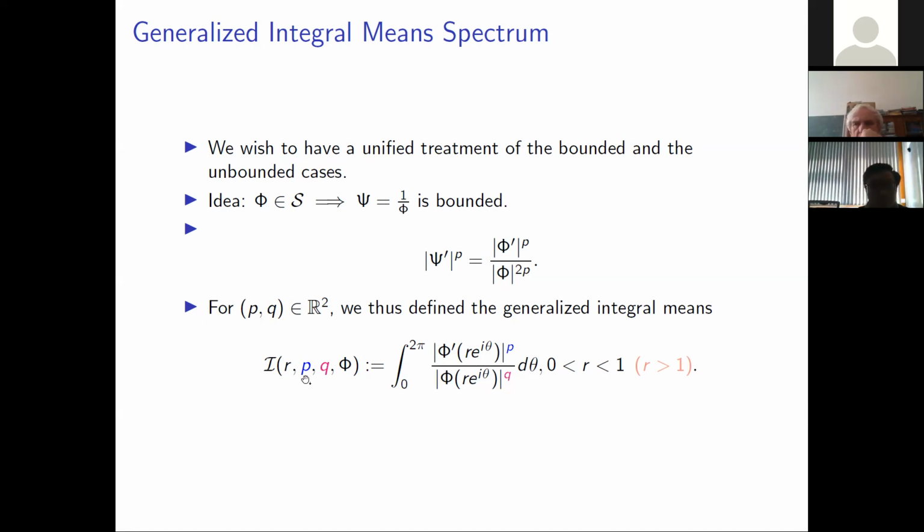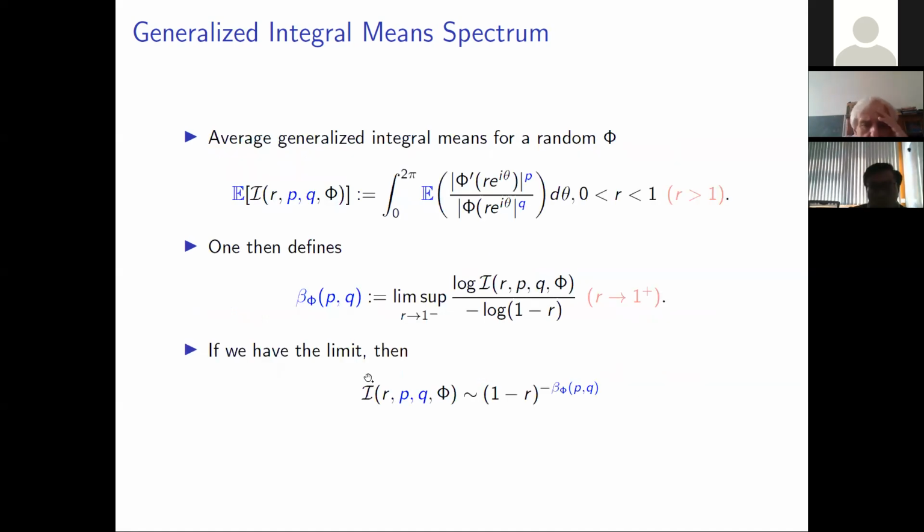We can define the integral means over all the circles inside the disk like this, and similarly we define the average one for random phi. We define the generalized integral means spectrum for phi. At the same time, we can consider the bounded phi as the inversion around zero, which is this.